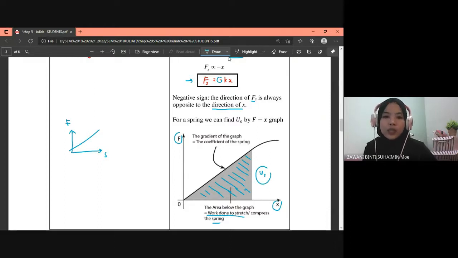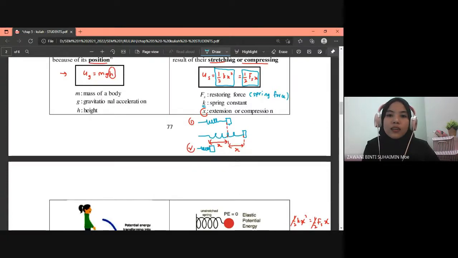And then lagi satu yang you boleh dapat daripada F versus X adalah dia punya gradient akan bagi you information berkenaan dengan coefficient of the spring ataupun spring constant k tu. So maksudnya gradient sama dengan spring constant. Okay, k yang equation yang atas tadi. Yang ini, okay, spring constant ni.